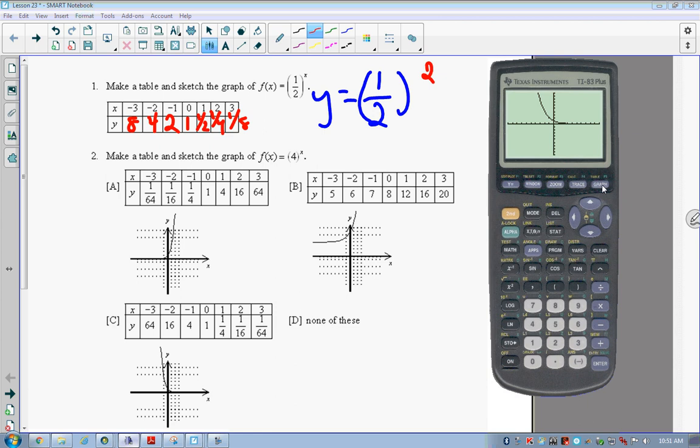All right, so we should be getting an exponential increase.